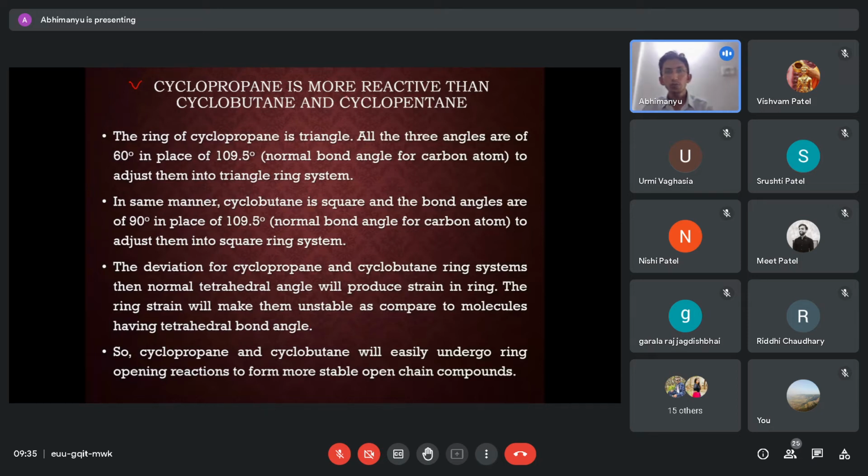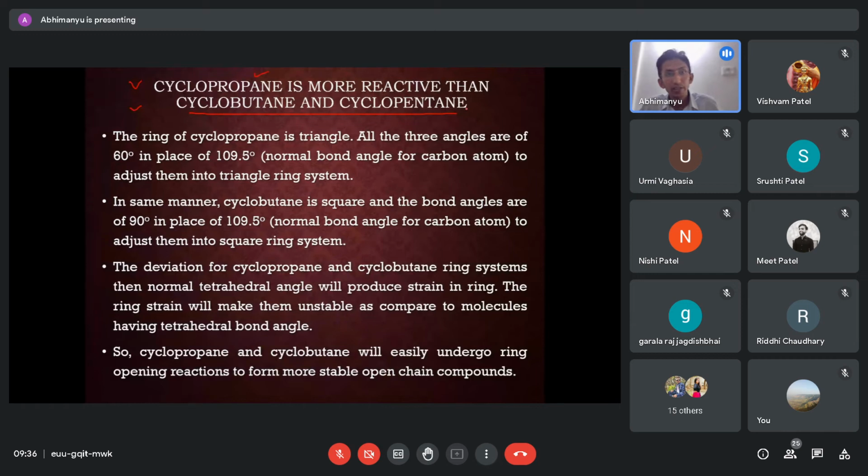Here, cyclopropane is more reactive than cyclobutane and cyclopentane. Why? Explain. Yes. Again, you have to explain the theory based upon Bayer's strain. Again, cyclopropane is more reactive than cyclobutane and cyclopentane. Why? Due to Bayer's strain. Again, I repeat, due to Bayer's strain.